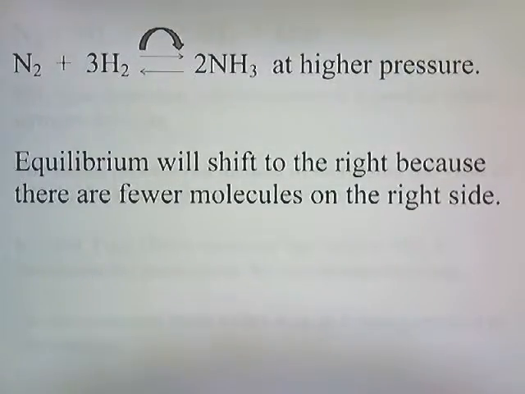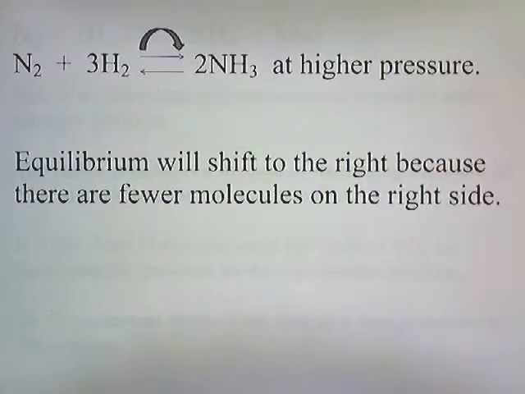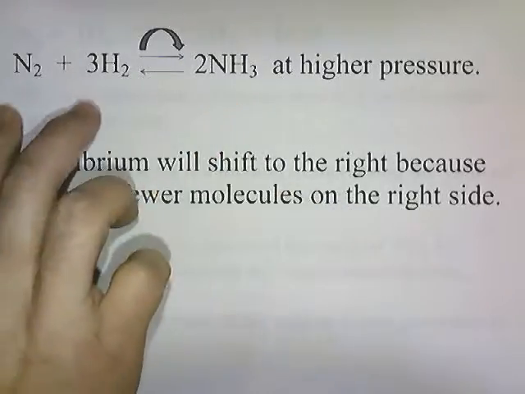So, to summarize, at higher pressure, equilibrium shifts in this way. The equilibrium will shift to the right because there are fewer molecules on the right side. 2 here, 4 here.